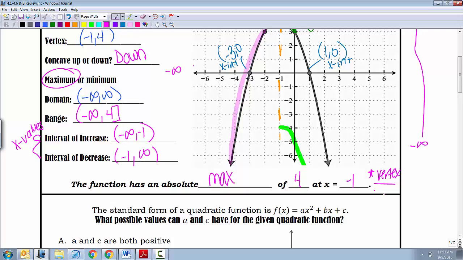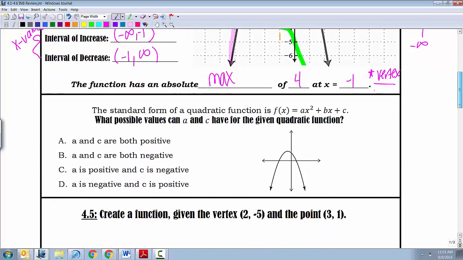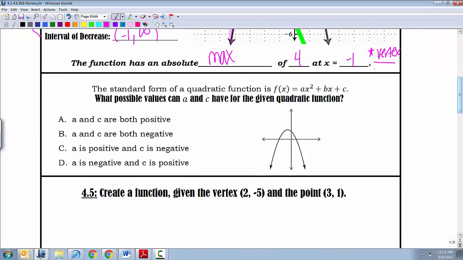All right. Here we go. Let's see how we do here. Give it a shot. If you're using pen, don't put it in yet, but give it a shot if you're using pencil. The standard form, we all know it. It's in your interactive notebook. What possible values can A and C have for this function right here, this graph?